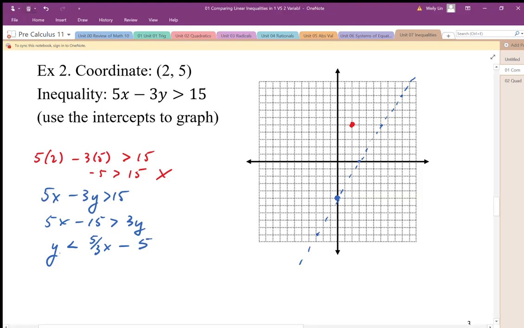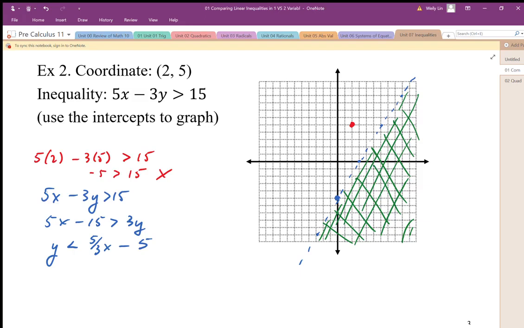And if I verify my inequality sign, y is less than, yeah, that also verifies that I should be using below the line as my solution set. Okay, so there's my solution set below the line. I can test any of those dots on that side and it will satisfy my inequality.